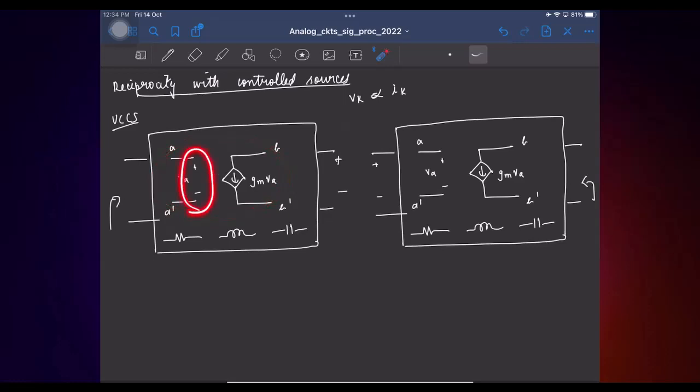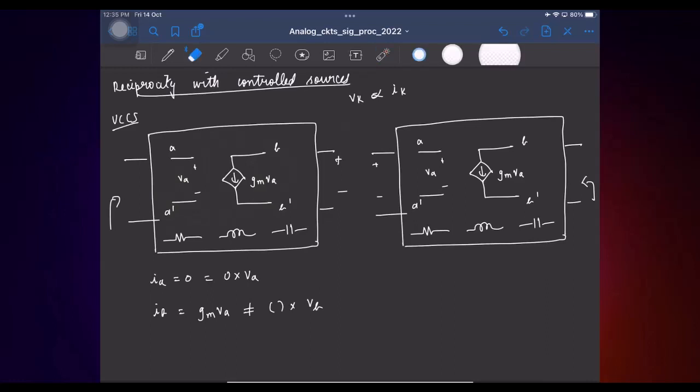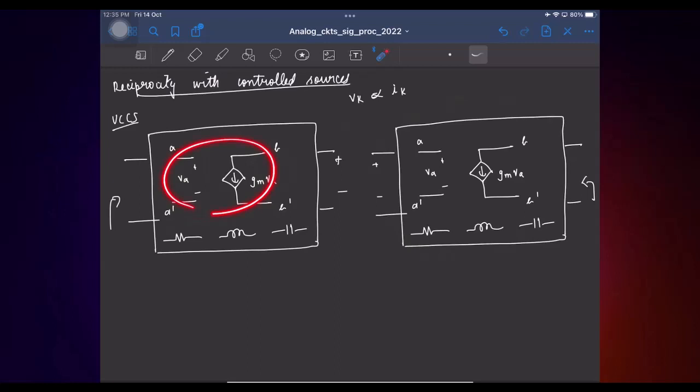So let's look at this branch. What is the current in this branch? 0. So IA is basically 0. At least I can write it as 0 times VA. Right? What about the current here, IB? GMVA. And obviously it's not something times VB. So at least it is apparent that reciprocity as such is not going to be valid here. Right? But let's not lose hope. Let's try to see if we can make some modification here so that the reciprocity result still holds good. So one thing is clear, that if I just have the same VCCS here, reciprocity is not going to be valid.